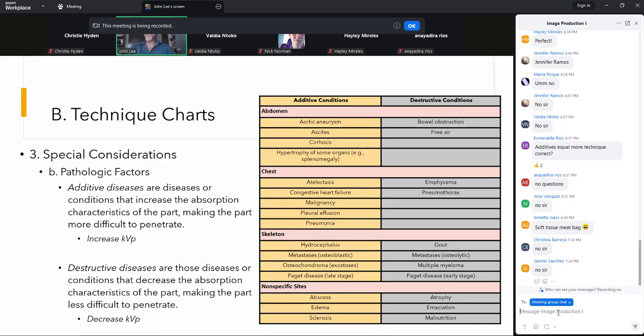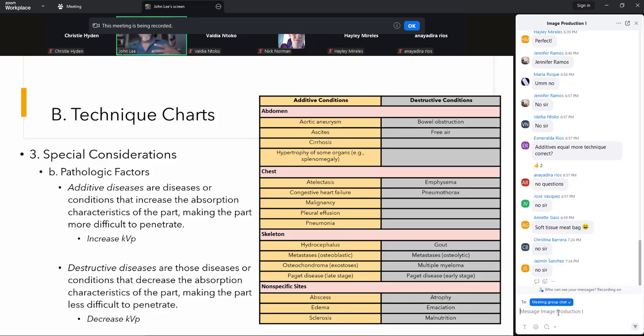Because the additive conditions affect the atomic number and tissue density. Remember what tissue density is: a change in the amount of atoms within a certain volume of tissue. I like to think of this as a donut box. I describe it as a donut box with my students.